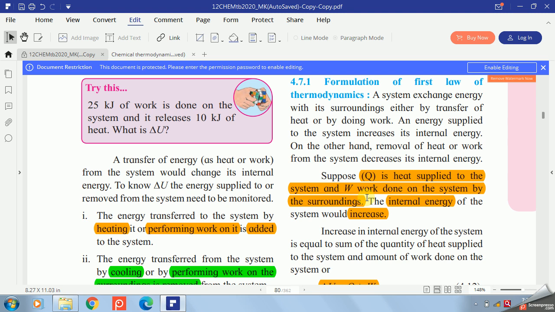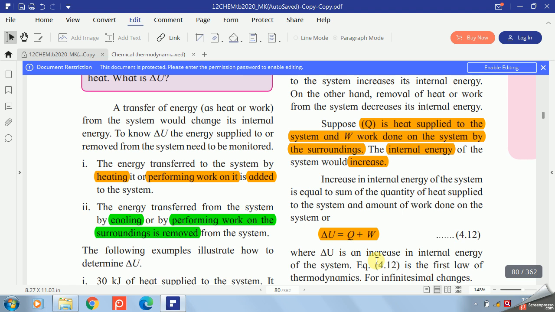So remember the sign conventions for work done. If it is done by the system, then it is minus, and if work is done on the system, then it is plus. So the increase in internal energy of the system is equal to the sum of the quantity of heat supplied to that system and the amount of work done on that system. So delta U is equal to Q plus W.